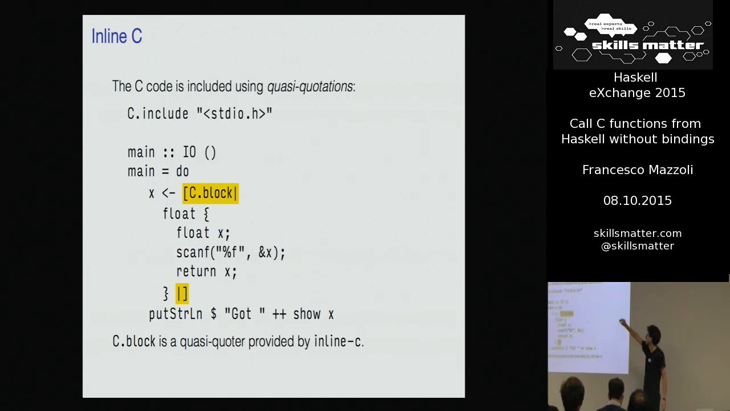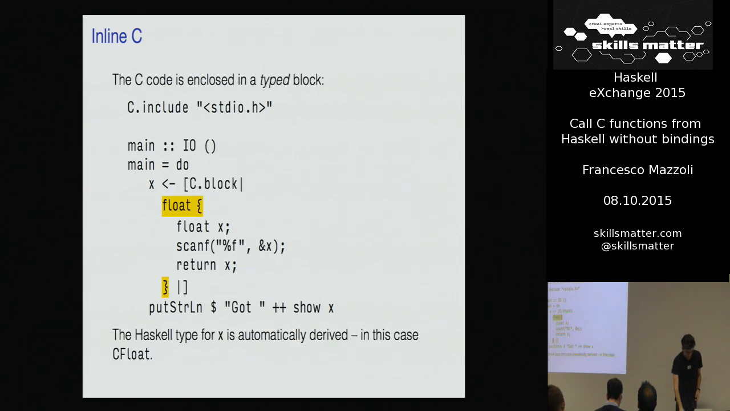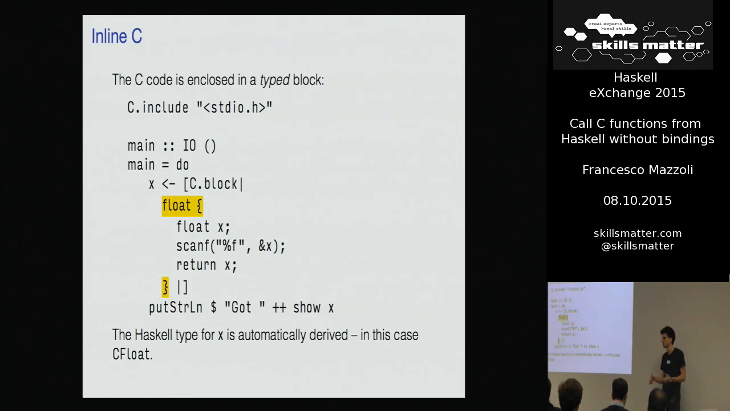And the quasi-quote we're using here is a block. So C.block. I'm not showing the full imports here, but it's a function provided by inline C. It's a quasi-quote provided by inline C, and it's basically used to insert multiple statements of C code inside Haskell code. Now, the C code itself is braced in this typed block. So what we're indicating here is that this C code should compute a float, should return a float. And these typed blocks, you should really think of like anonymous C functions. They're like C functions, but without arguments and without a name. It's just indicating the return type of this C code.